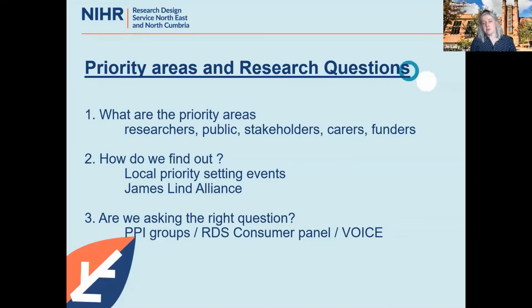So priority areas and research questions. How do we know as researchers what the priority areas are? So we as researchers, I'm a researcher myself for half my week, have priority areas that are important to us because of the research that we do. The research that I do is usually about patients' experience of being involved in research. So I have my own area of importance, if you like. But that's just me. That's me as an individual.